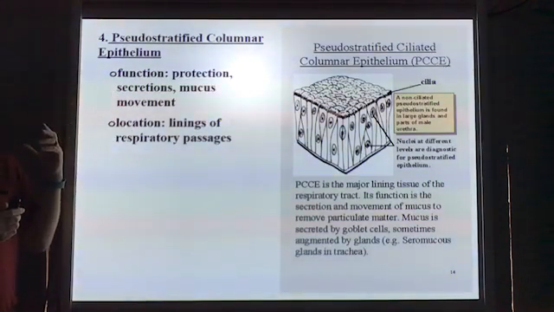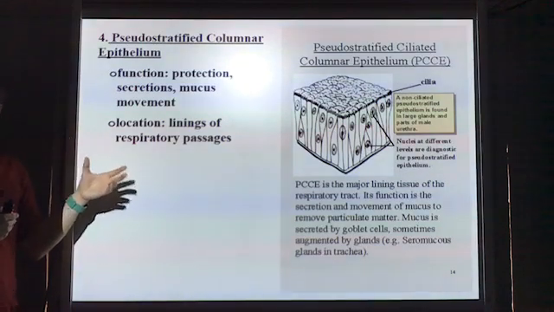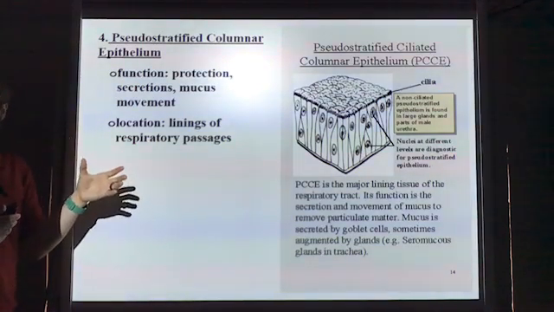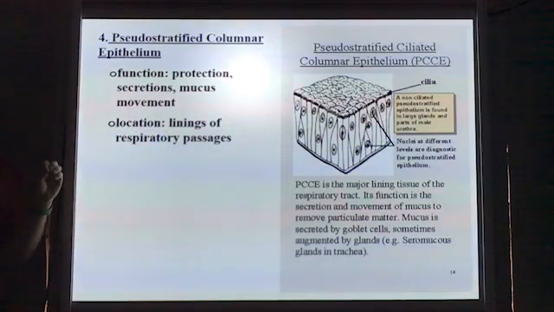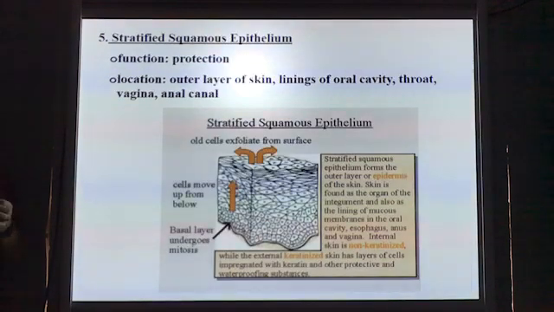So think about mucus. We'll get more into it. We've probably all hocked a loogie or something like that. It's lining the linings of the respiratory passages. So in the nose, along in the back of the throat, things like that, this tissue would be found there. Pseudostratified columnar. Then we've got stratified squamous epithelium.